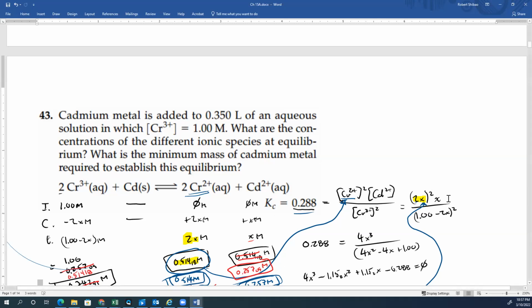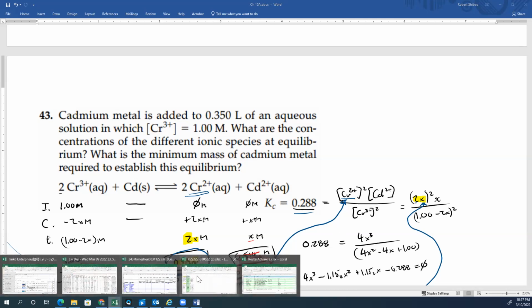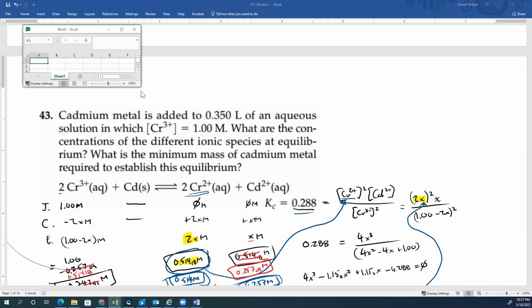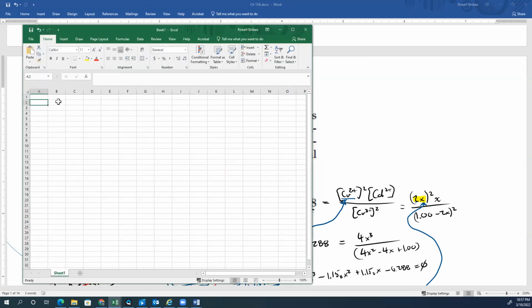Since this is a homework, we could just figure this out. This is going to be 4x cubed over 1 minus 2x quantity squared. Let's just figure this out using Excel. We'll make up a formula here. The formula is equal to 4x cubed. X we're going to call A, this cell here, and then we're going to cube that.